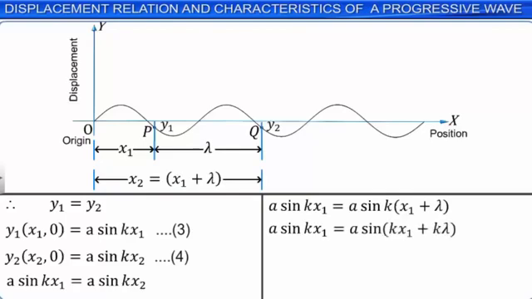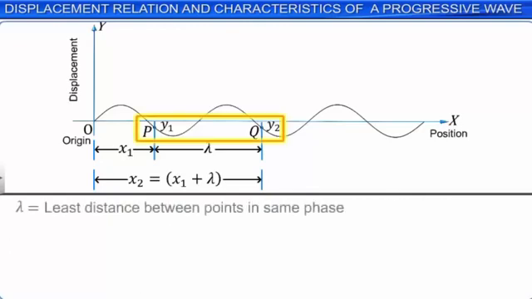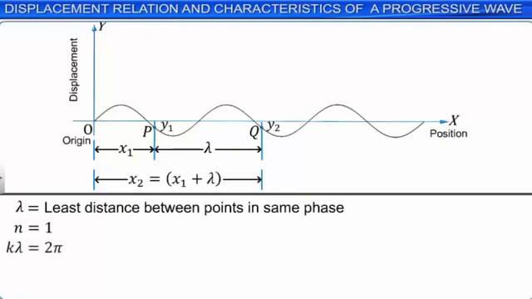We have defined lambda as the least distance between 2 points in the same phase. Therefore, for the least value of n, that is 1, k lambda is equal to 2 pi. k is equal to 2 pi by lambda. Therefore, the propagation constant or the angular wave number k is denoted by k is equal to 2 pi by lambda radians per meter. The SI unit of angular wave number k is radians per meter. As radians are only a number, usually units of k are written as the value per meter.